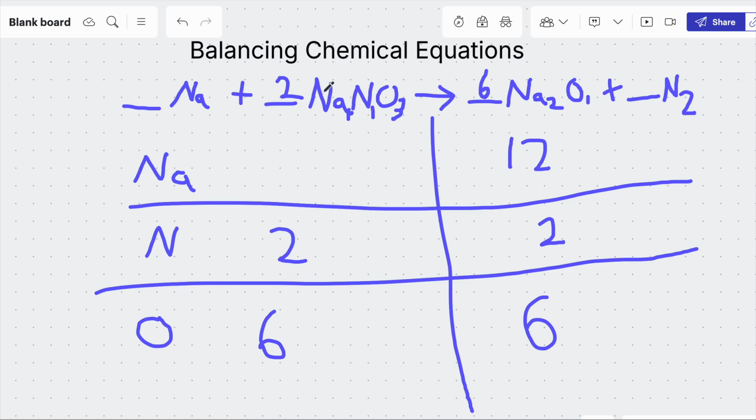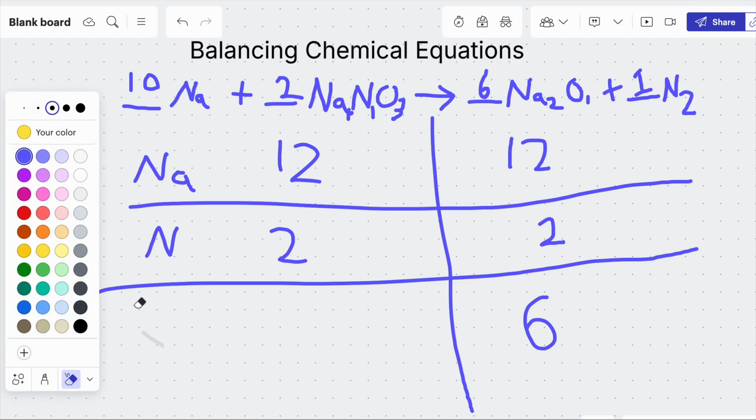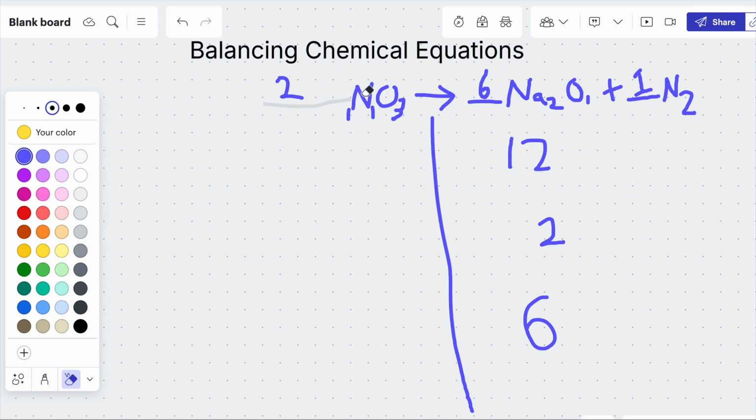Right now, we know we need 12 in total right here. We're getting 2 from this other chemical right here. So that means we need 10 more from just this, which means we can just slap a 10 right there. And we have 10 here, 2 here. That gives us 12 in total. So this will be our final answer. 10 sodium plus 2 sodium nitrate gives us 6 sodium oxide and 1 nitrogen gas. You don't need to know that in words, just, yeah.